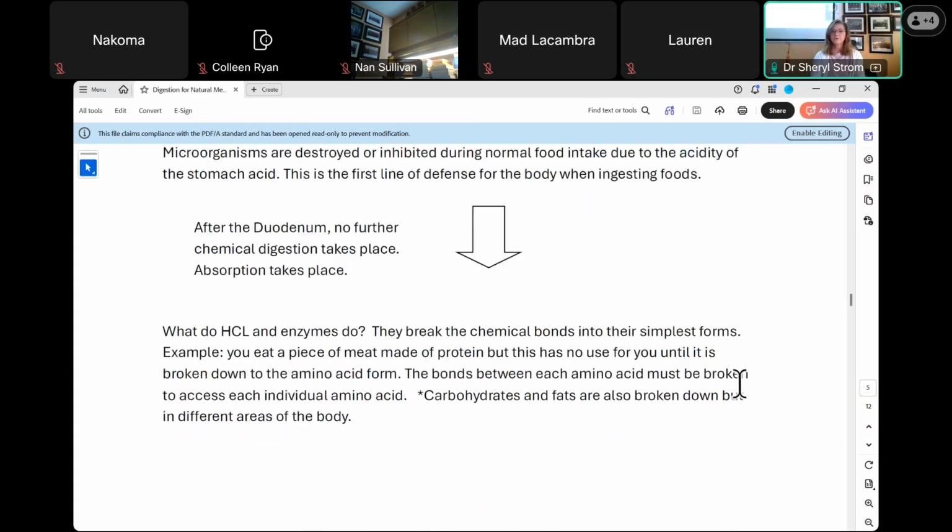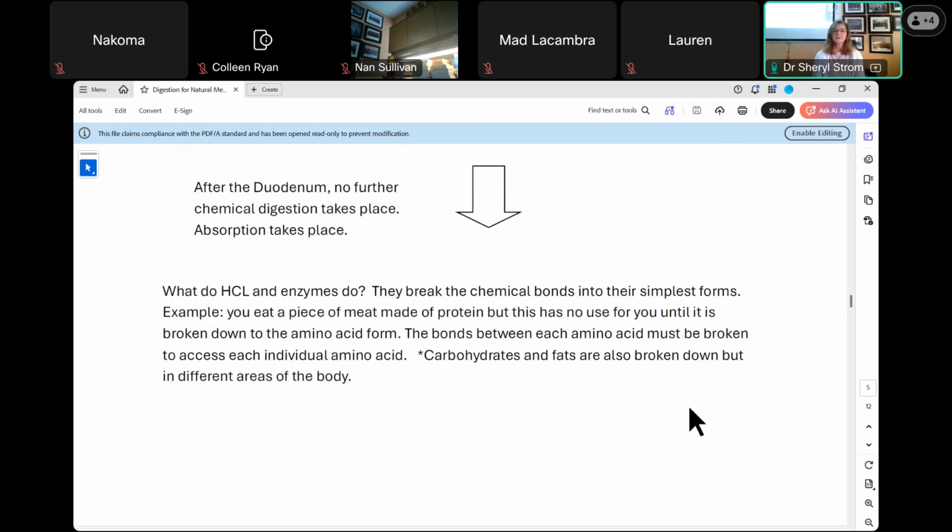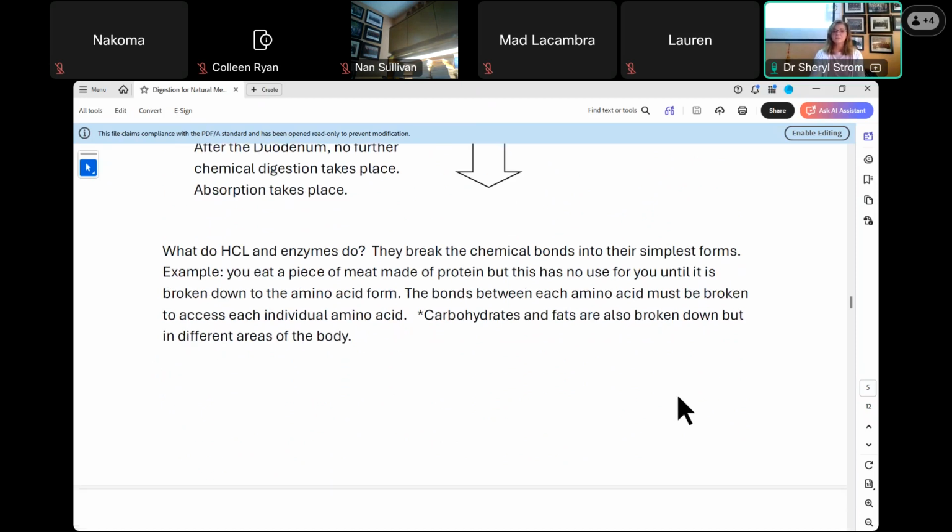And here's a question for you. Think about this: what do hydrochloric acid, HCl, and enzymes do? They literally break the chemical bonds into their simplest forms. So you eat a piece of meat made of protein, but this has no use for you until it is broken down into amino acid form. The bonds between each amino acid must be broken to access each individual amino acid. Carbohydrates and fats are also broken down, but in different areas of the body.